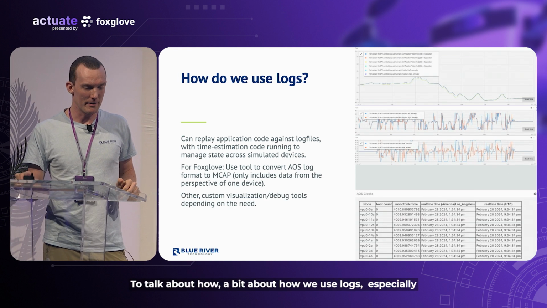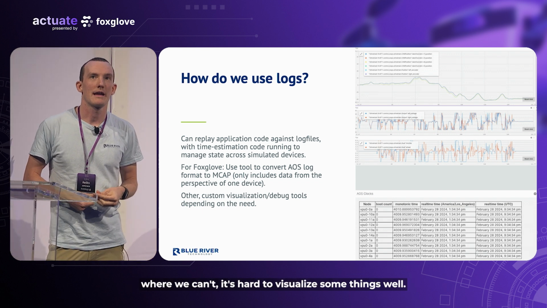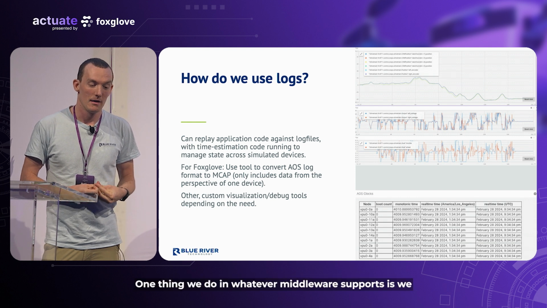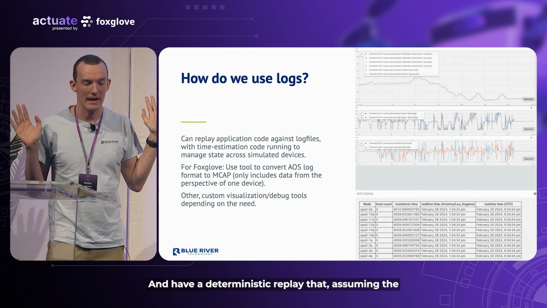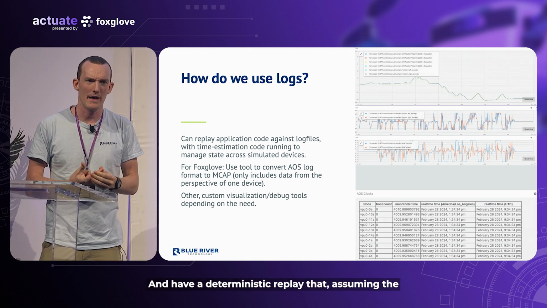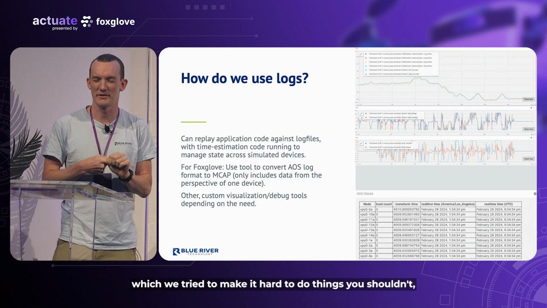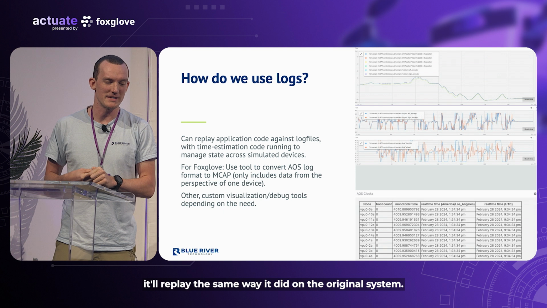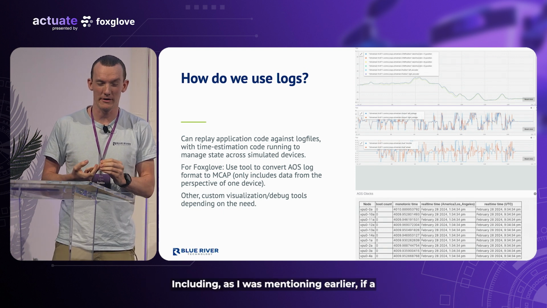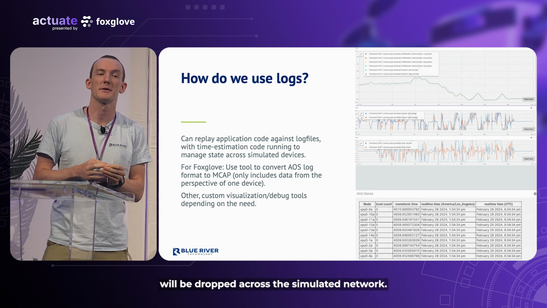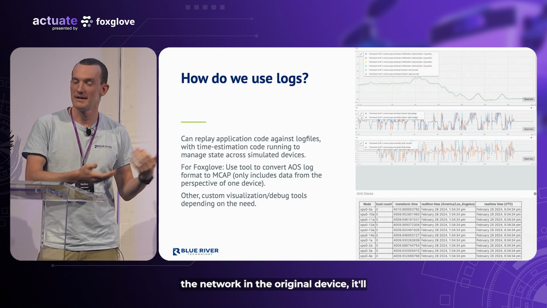To talk a bit about how we use logs, especially in the context of some of the challenges I was mentioning where it's hard to visualize some things well. One thing we do in whatever middleware supports is we can replay any of our application code against a log and have a deterministic replay that, assuming the application code wasn't doing anything it shouldn't, which we try to make hard to do, will replay the same way it did on the original system. Including, as I was mentioning earlier, if a message was dropped across the network, the message will be dropped across the simulated network. When a message experiences latency crossing the network on the original device, it'll experience latency in the log replay.